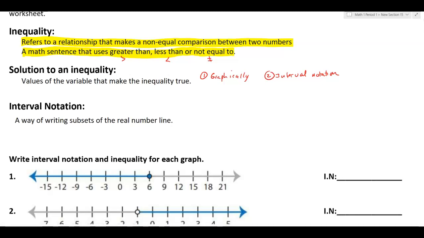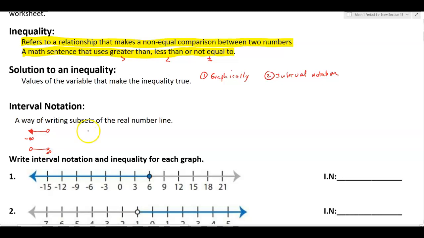So a couple of things about interval notation we need to know. One, if the graph of the inequality goes to the left forever and ever, what we do is we say that approaches negative infinity. If the graph goes to the right forever and ever, we say it approaches positive infinity.